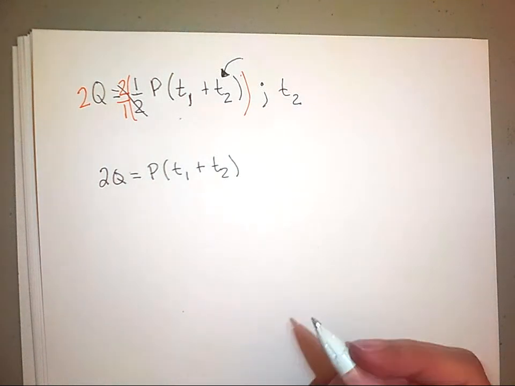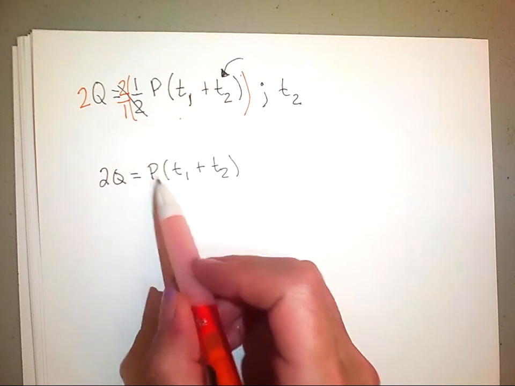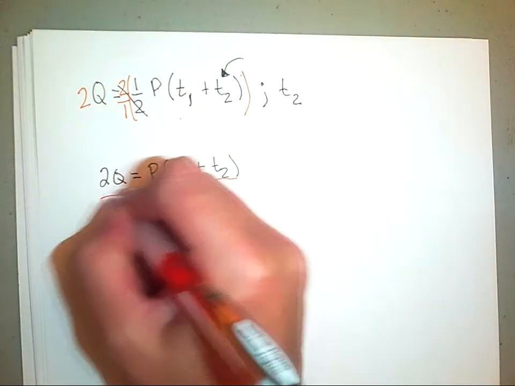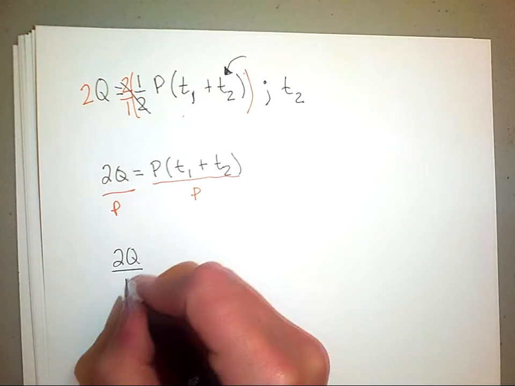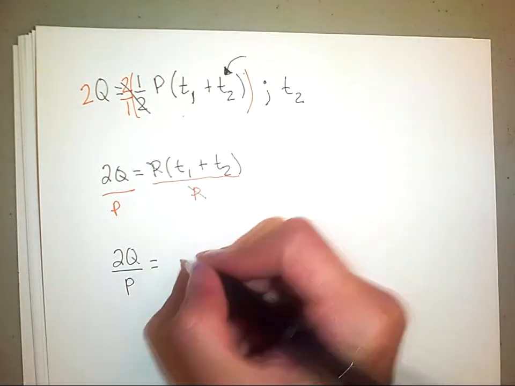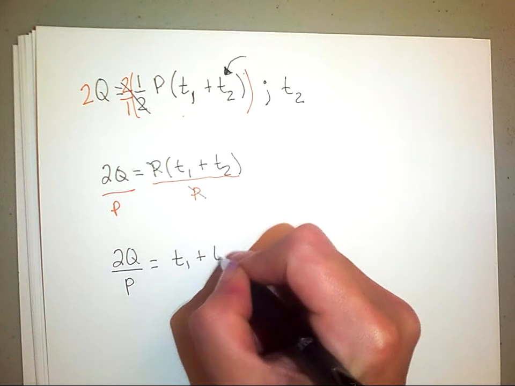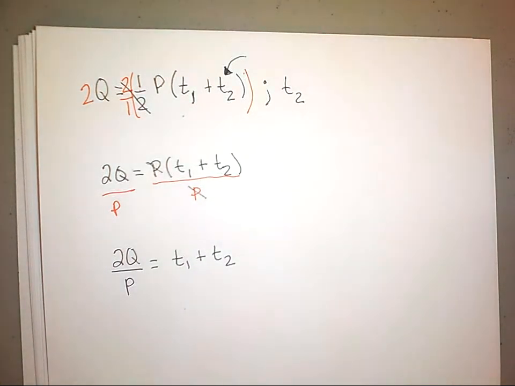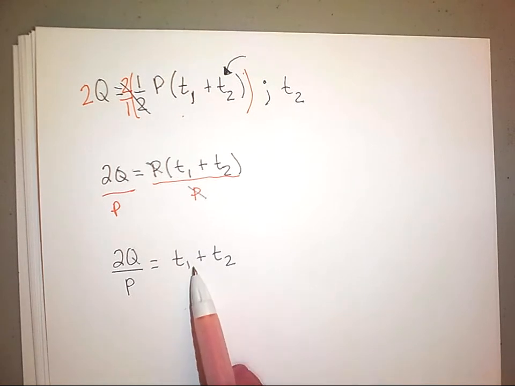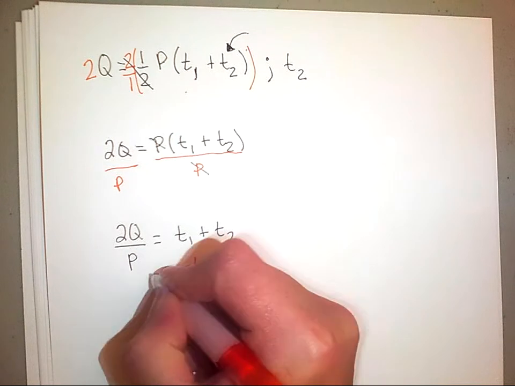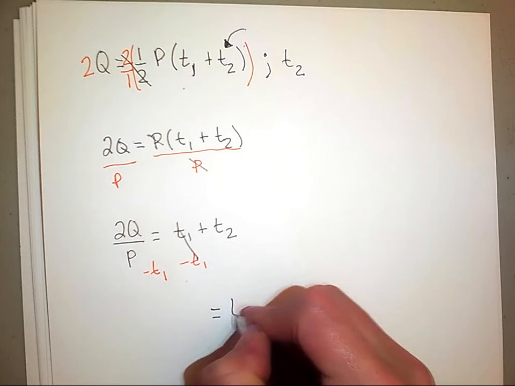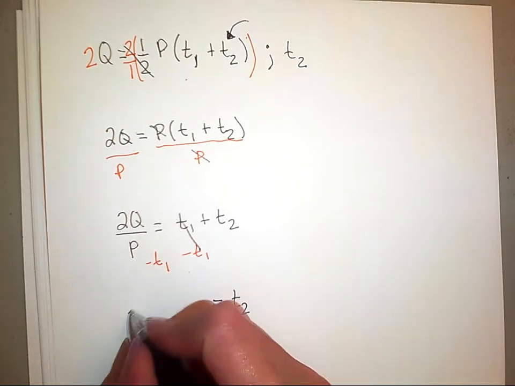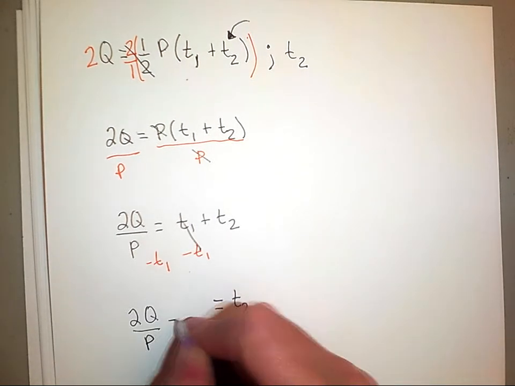2. Now P is being multiplied by this quantity, so I can divide through by P. So on this side, we'll have 2Q over P, and on this side, the P's will cancel, leaving just the T1 plus T2. Now the only thing that's happening to T2 is that it's being added by T1, so I could just subtract T1 from both sides. So this will cancel, and we'll be left with T2 is equal to 2Q over P minus T1.